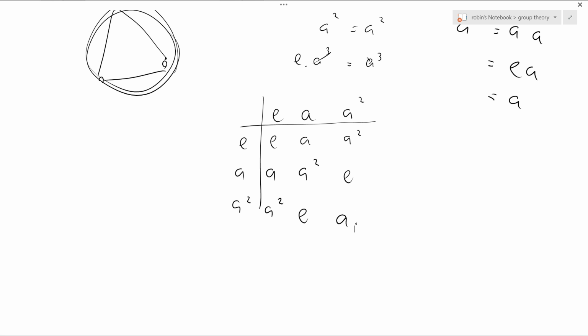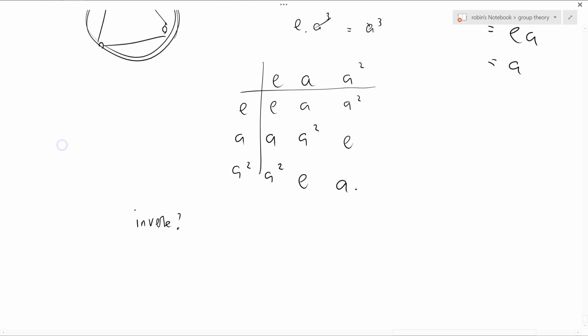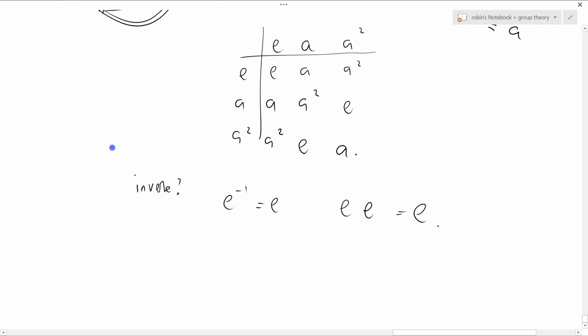Well, we better check that it's a group. It's closed. Just look at it, it's closed, because there's nothing in this table that's not in the set. We've got a neutral element, which is of course A to the 0. Have we got an inverse? Well, yes we have. Of course, E to the minus 1 equals E. Why is that? That's because E times E equals E, which is kind of a bit pointless.